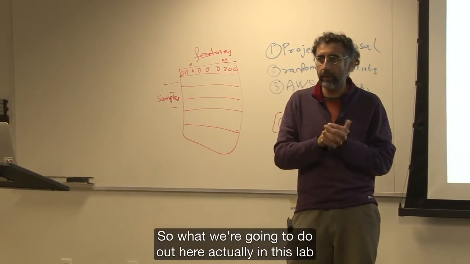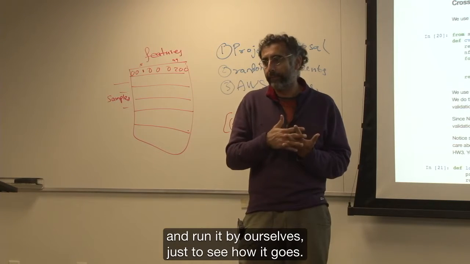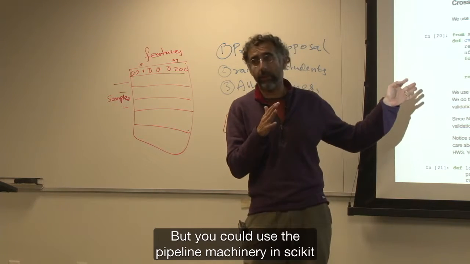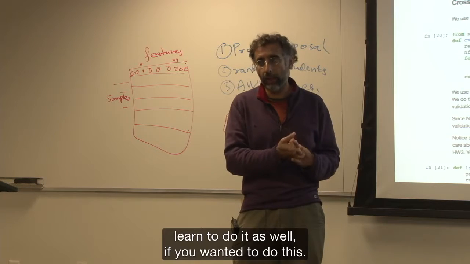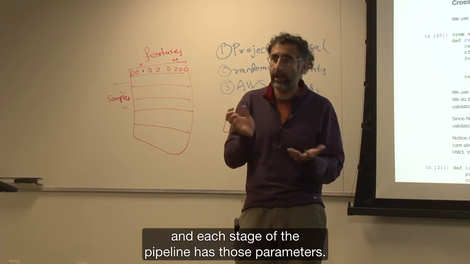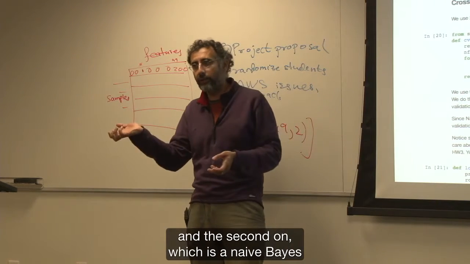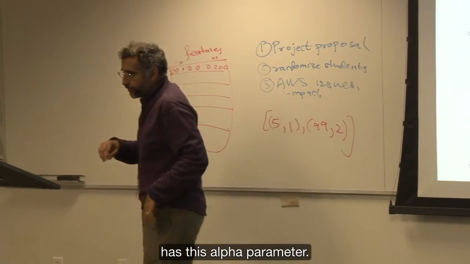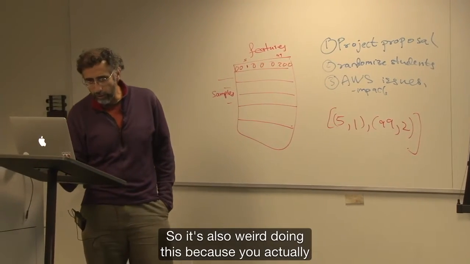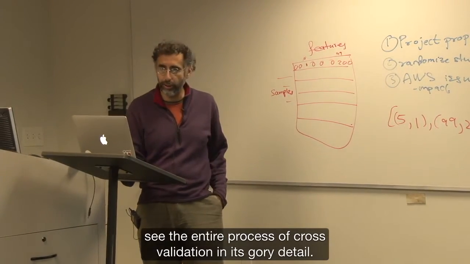So what we're going to do in this lab is kind of deconstruct that pipeline and run it by ourselves, just to see how it goes. But you could use the pipeline machinery in scikit-learn to do it as well if you wanted. Basically, there is a pipeline, and each stage of the pipeline has these parameters. The first one, the CountVectorizer, has a min_df. And the second one, naive Bayes, has this alpha parameter. It's also worth doing this because you actually see the entire process of cross-validation in its gory detail.